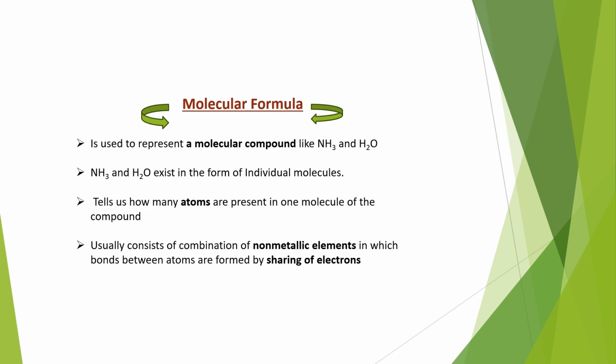Molecular formula is used to represent a molecular compound like NH3 and H2O. NH3 and H2O exist in the form of individual molecules. It tells us how many atoms are present in one molecule of the compound. Usually it consists of a combination of non-metallic elements in which bonds between atoms are formed by sharing of electrons.